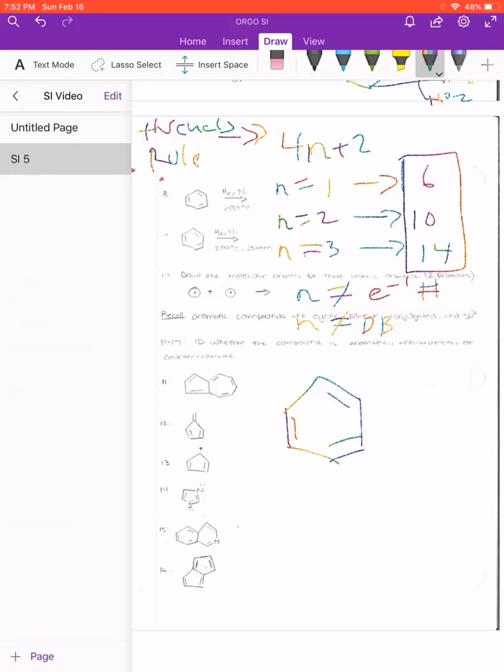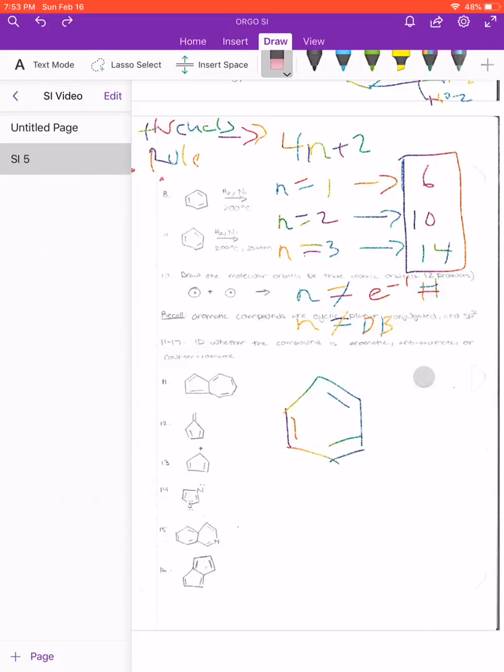So how many electron pairs are there? There's 3 electron pairs. Right? And how many electrons total are there? There's 6 electrons participating in those 3 electron pairs. So what I take this to mean is that this molecule is indeed aromatic because it does satisfy Huckel's rule. Because if you see right here, this 6 and this 6, right?